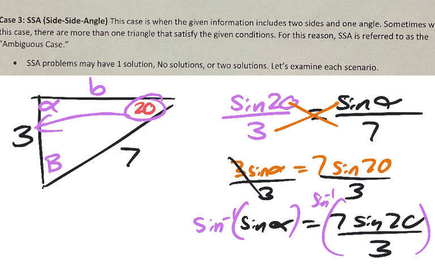Or alpha could be the obtuse angle. Right here, this was alpha. And this was a possibility, but it's not 52.9.